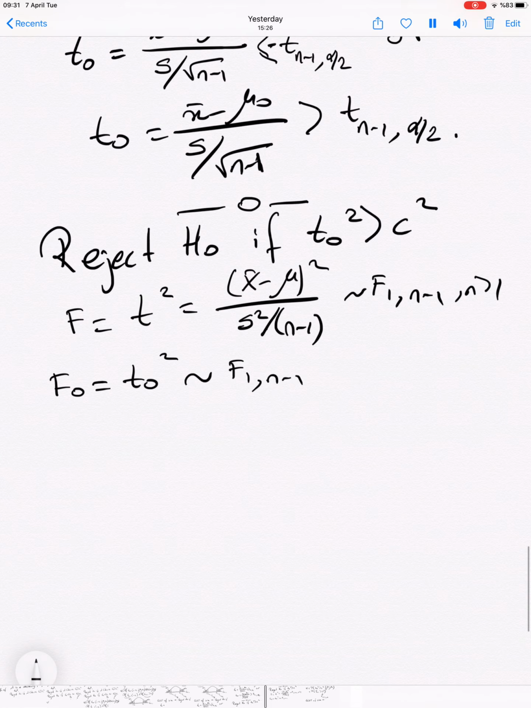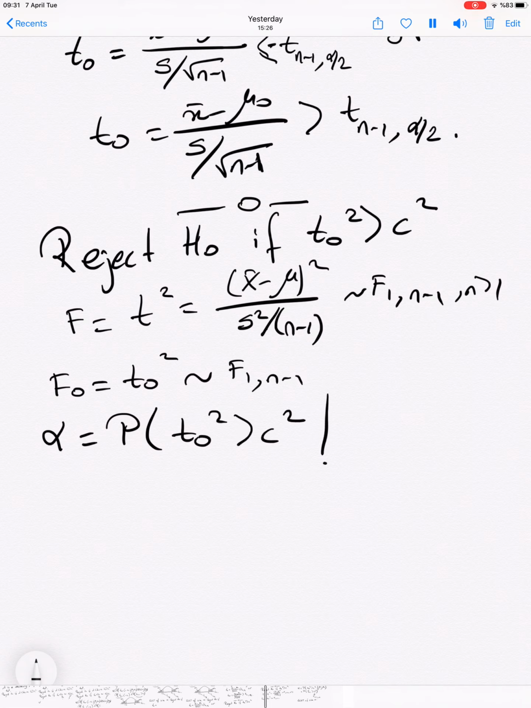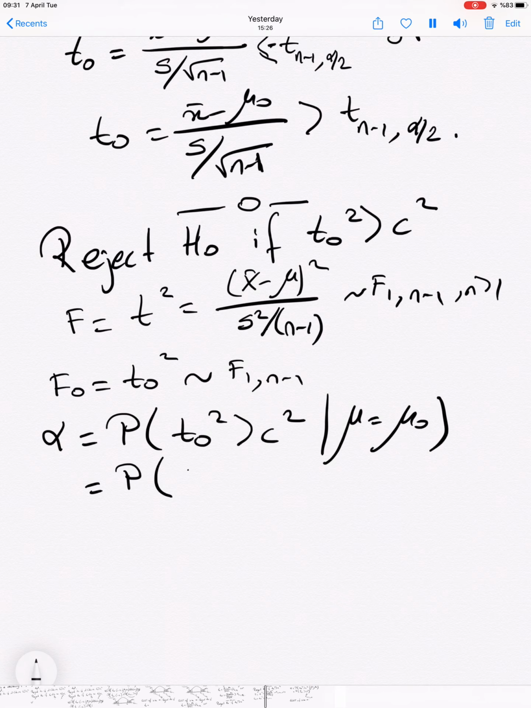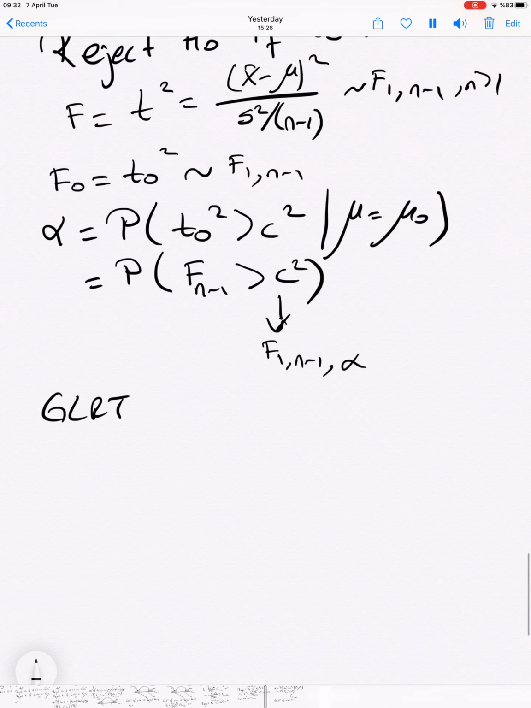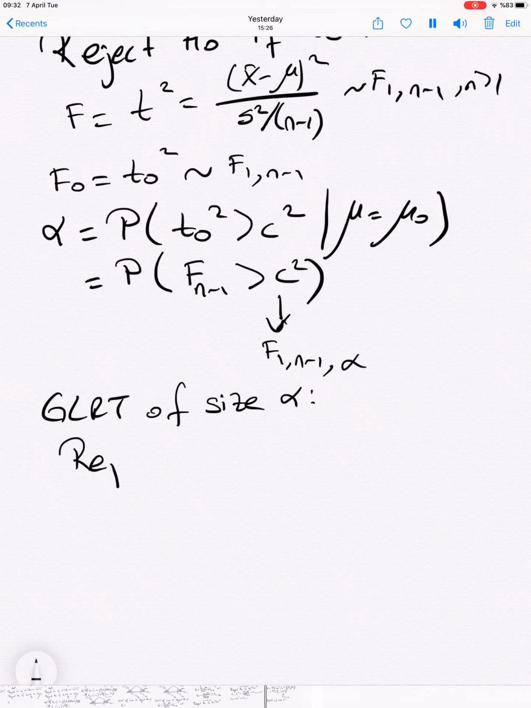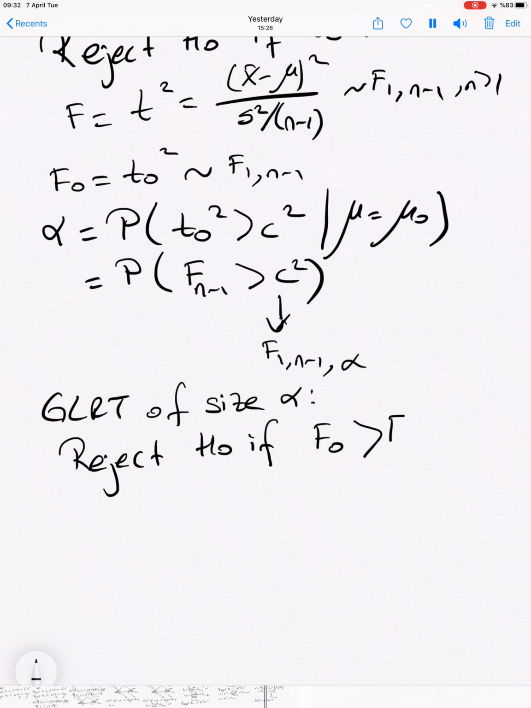Then again, using alpha as the probability that t0 squared is greater than c squared, where mu equals mu 0, we define our F test with 1 and n minus 1 degrees of freedom and c squared. Then this test can be defined by F 1, n minus 1, alpha. Actually these are equivalent, like the likelihood ratio test: reject if our F0 value is greater than this.